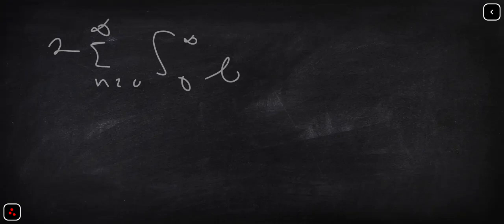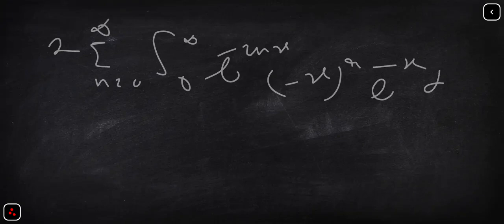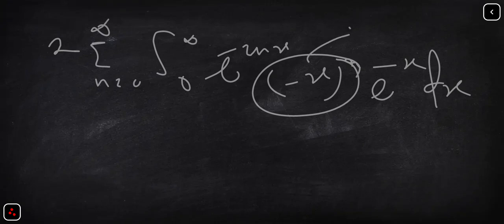Then after that, don't forget we are left with the integral, 2 multiplied by the sum of n from 0 to infinity, then the integral from 0 to infinity of e raised to the power of minus 2nx, then multiplied by minus x raised to the power of a, then multiplied by e raised to the power of minus x dx. Okay, so you apply the law of indices here, so that will be minus 1 raised to the power of a x raised to the power of a.